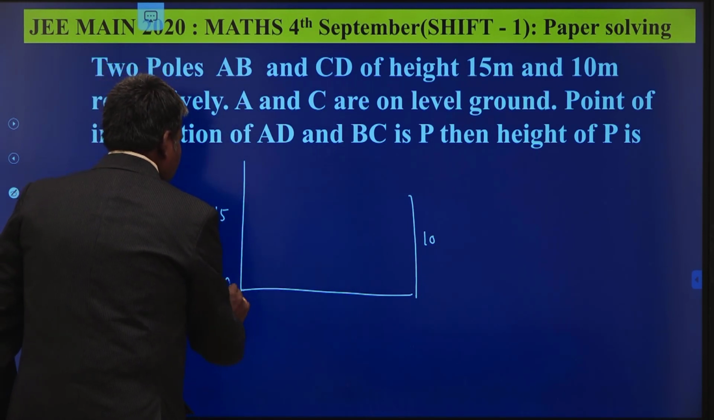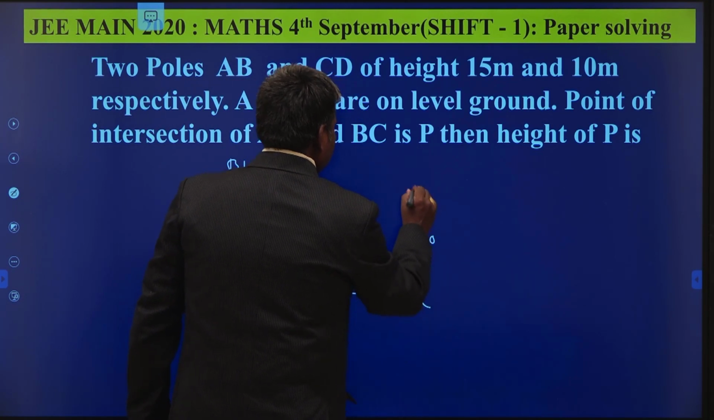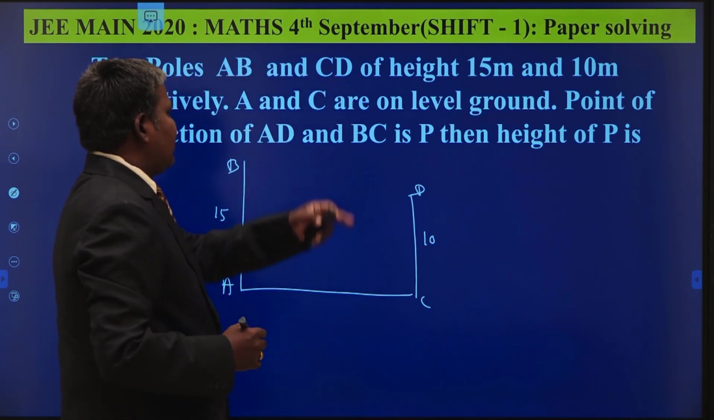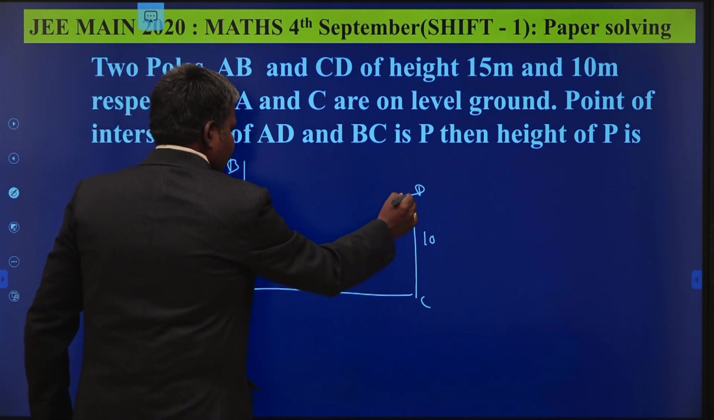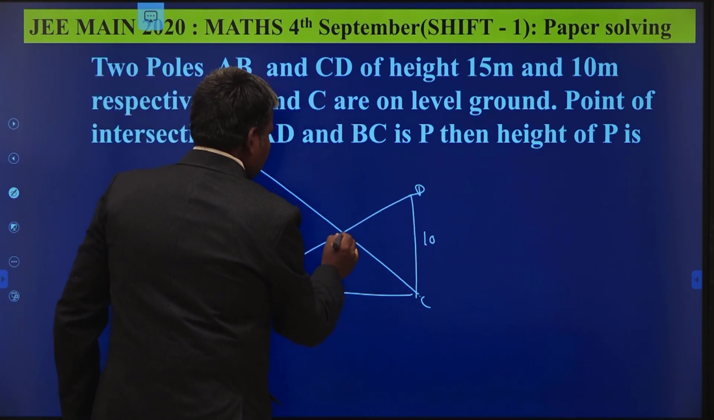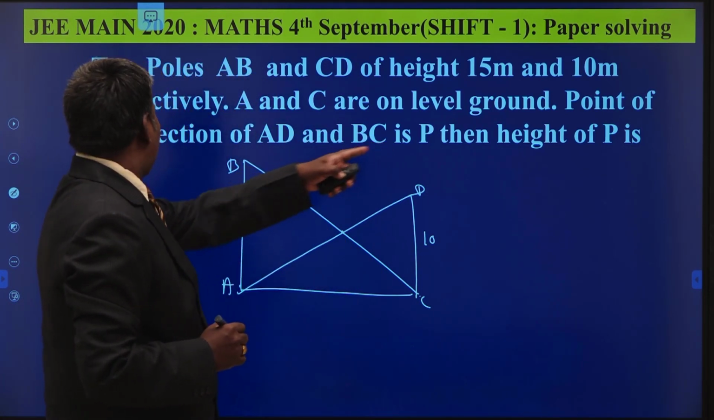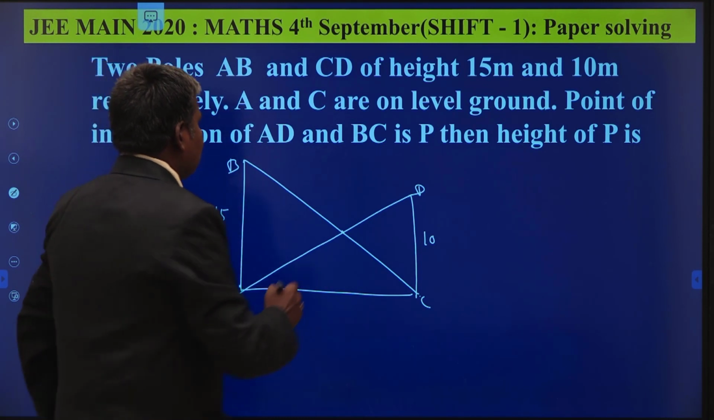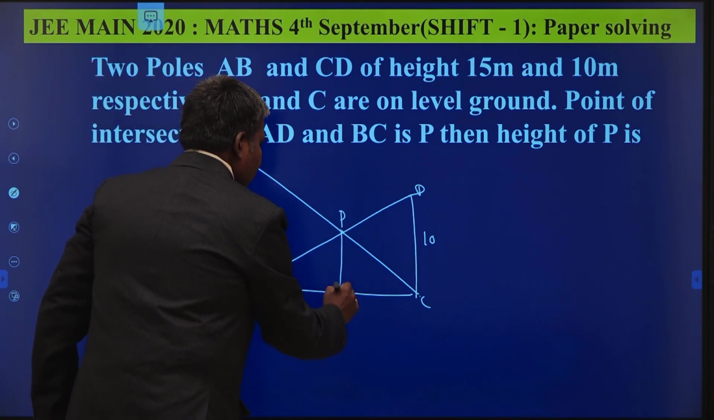This is AB and CD. A and C are on the level ground. The point of intersection of AD and BC, this is AD and this is BC, is P, as given to you. Then what is the height of P? What is the height here?